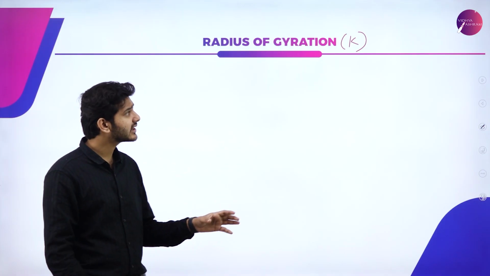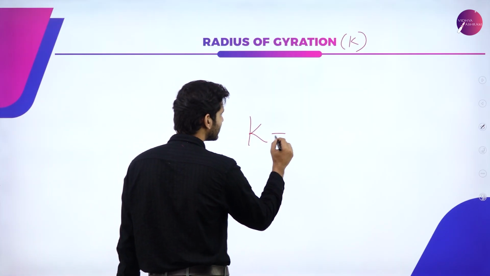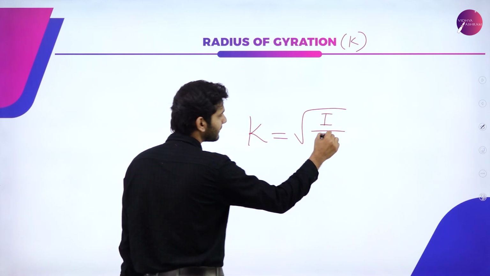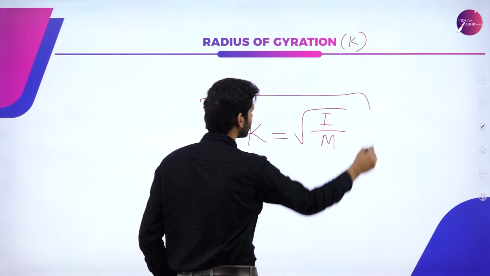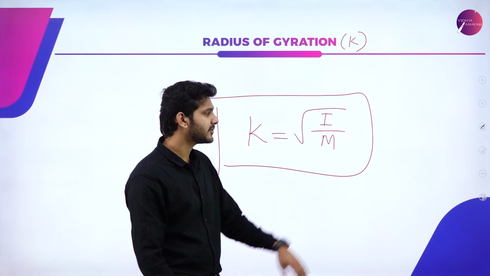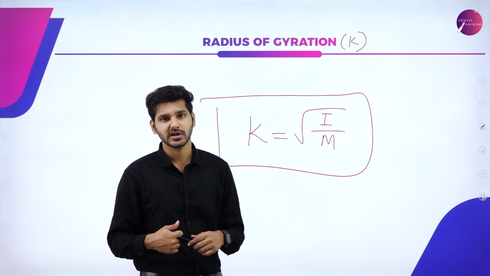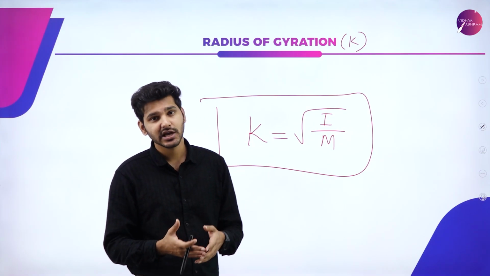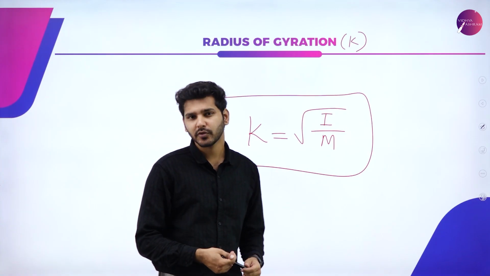But for now, understand that radius of gyration is K is equal to root of I by M, where I is the moment of inertia and M is the mass of the body. This relation will give you the radius of gyration. If you want more examples, I'll try to include more examples in the next class. But for now, this is the only thing we need from a numerical standpoint.